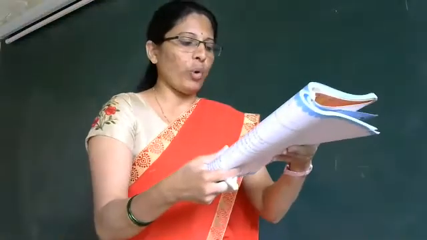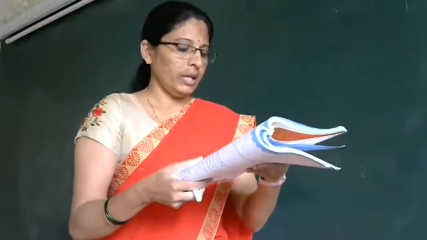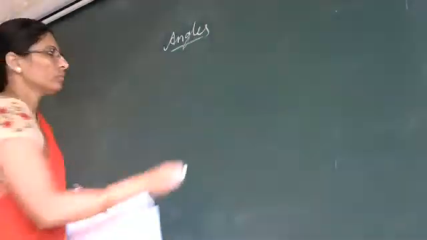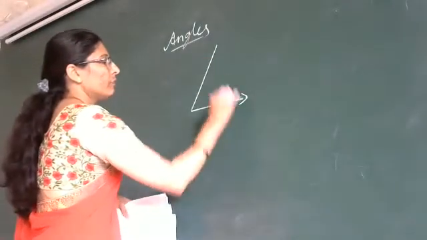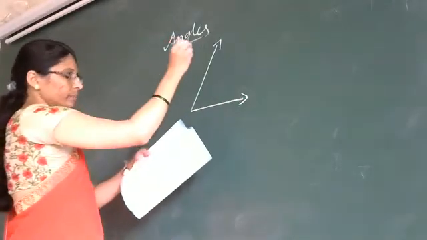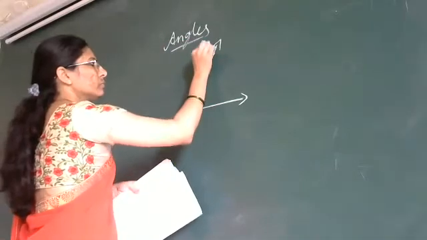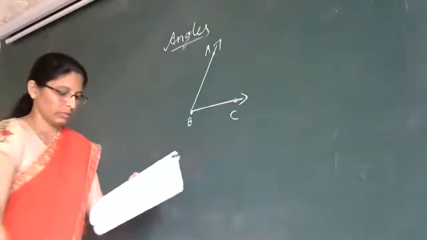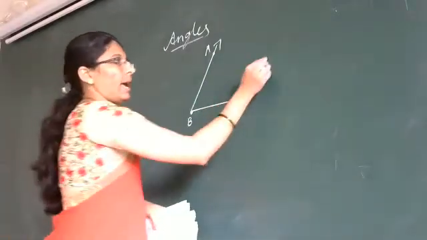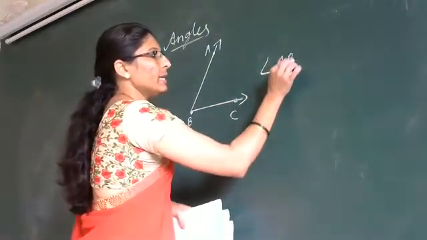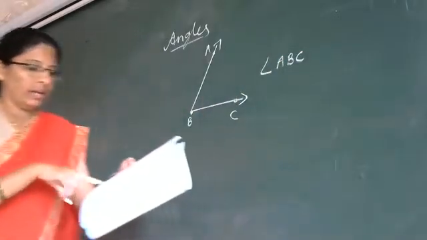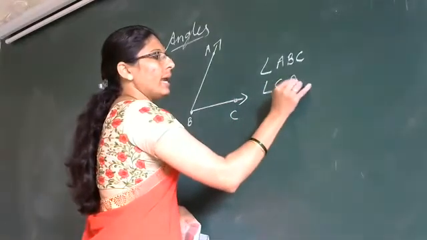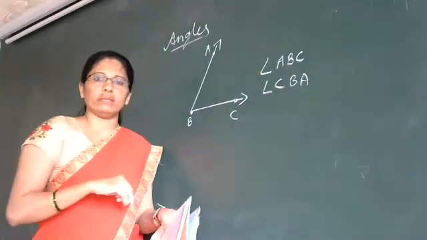See, exercise 7.2, first one. Name the angles given below. Which angle is this? A, B. Angle. You can name it as angle CBA also. First one.